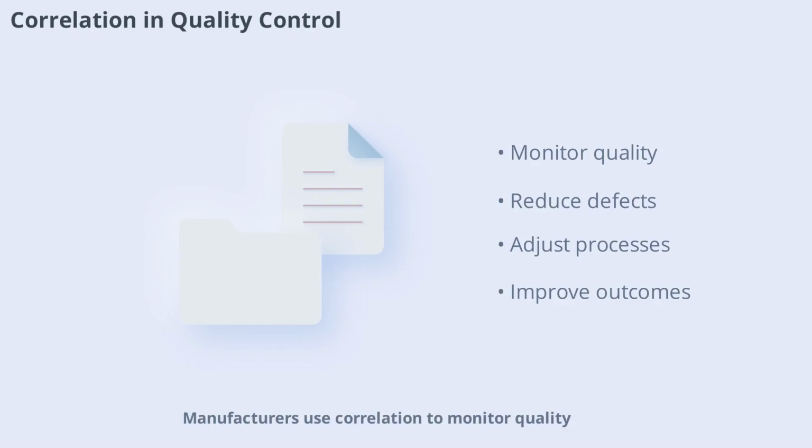Manufacturers use correlation to monitor quality, such as the relationship between machine settings and product defects. By understanding these links, they can adjust processes to reduce errors and improve outcomes. Correlation is a key tool in quality management.